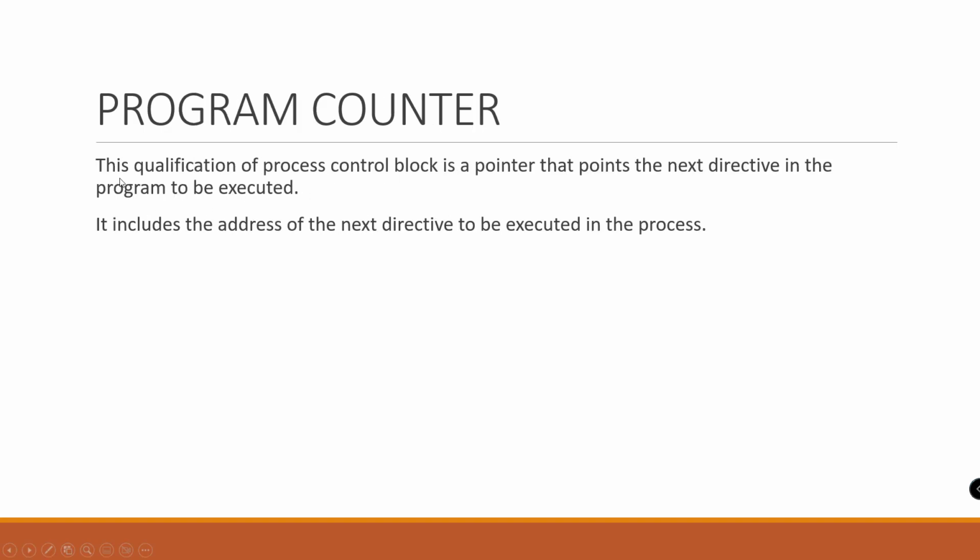Program counter, as you can see here, this field of the process control block is a pointer that points to the next instruction in the program to be executed. It includes the address of the next instruction to be executed in the process.